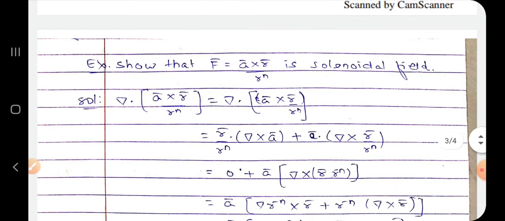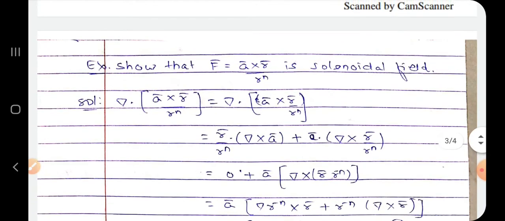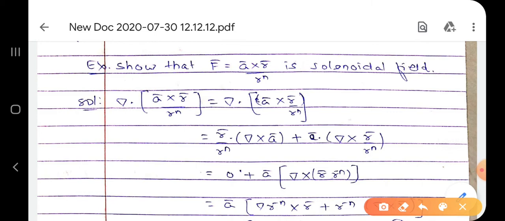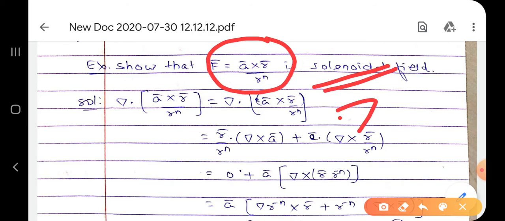Now the next part we are going to solve. Show that f bar is equal to a bar cross r bar upon r raised to n is solenoidal. We have to show that it is solenoidal. What is meant by solenoidal? Del dot f bar equal to 0. Dot product of del with f bar is equal to 0. If del dot f bar is 0, then the vector field is solenoidal.